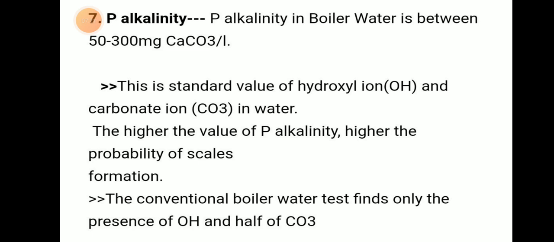The higher the value of P alkalinity, the higher the probability of scales. The conventional boiler test helps to find out only the presence of OH, hydroxide, and half of CO3. Okay.